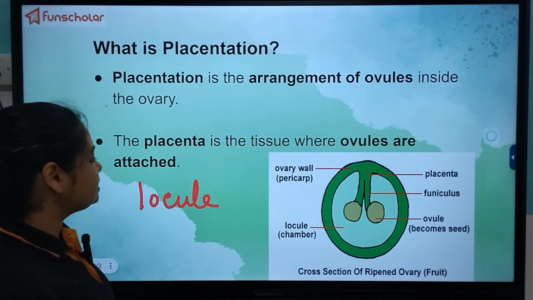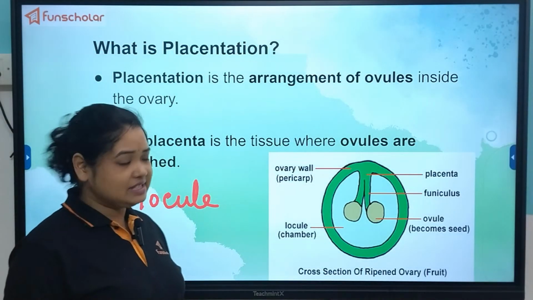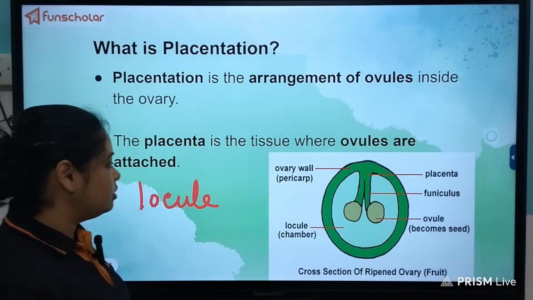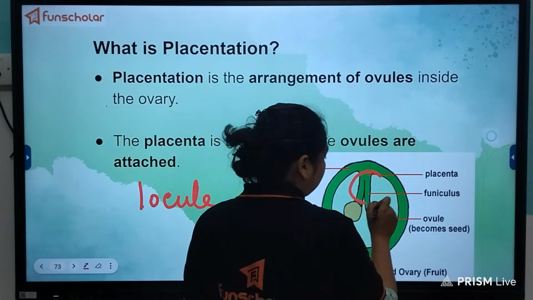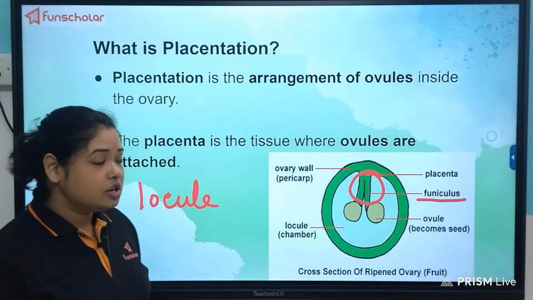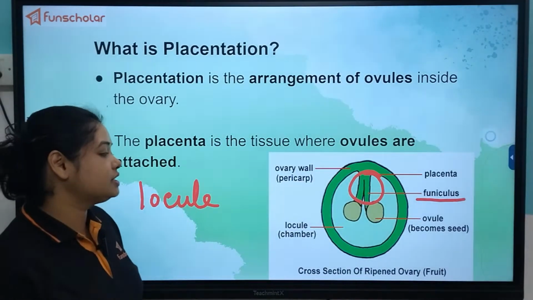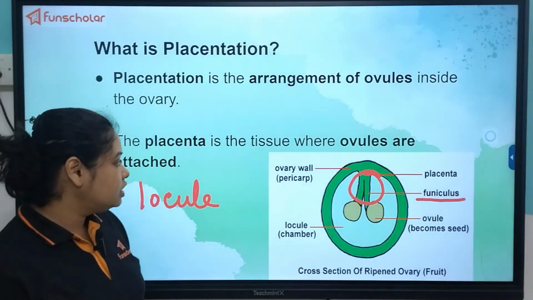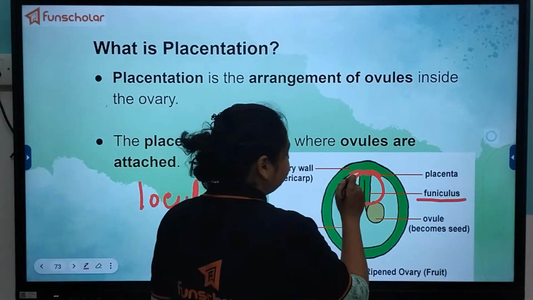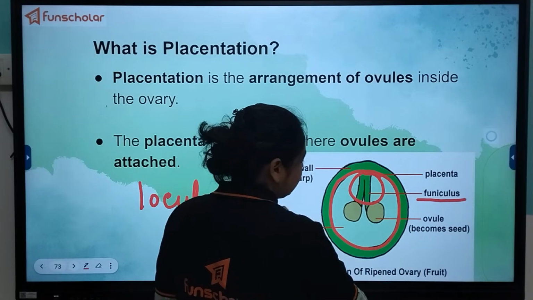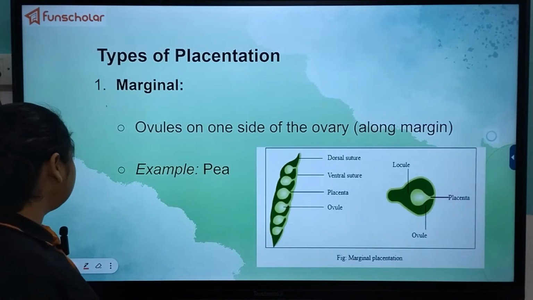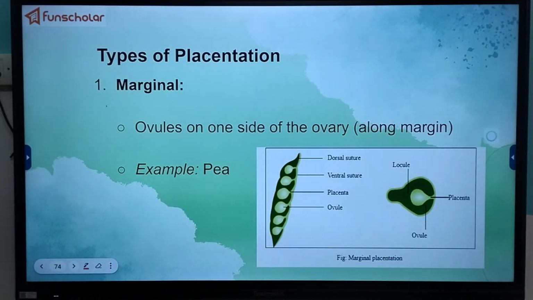So first, let's understand the arrangement of the ovules inside the ovary. Ovules are attached to this tissue called placenta through a stalk called the funiculus. Just like we have the umbilical cord, the funiculus is the cord which connects the ovule to the placenta tissue. Here you can see the ovarian wall, and the chamber in which the ovules reside is known as the locule or the ovary chamber. Now let's have a look at the different types of placentation.